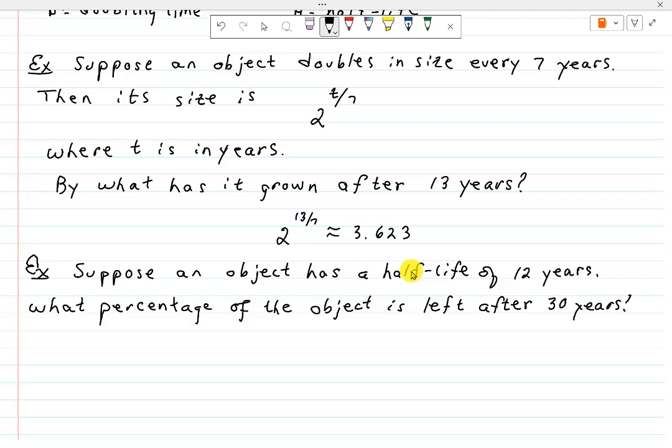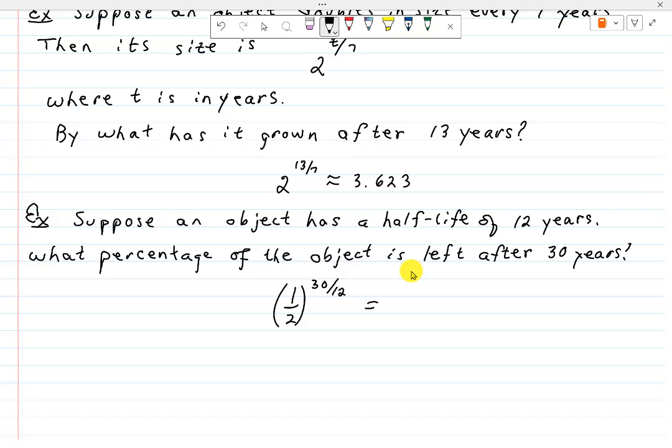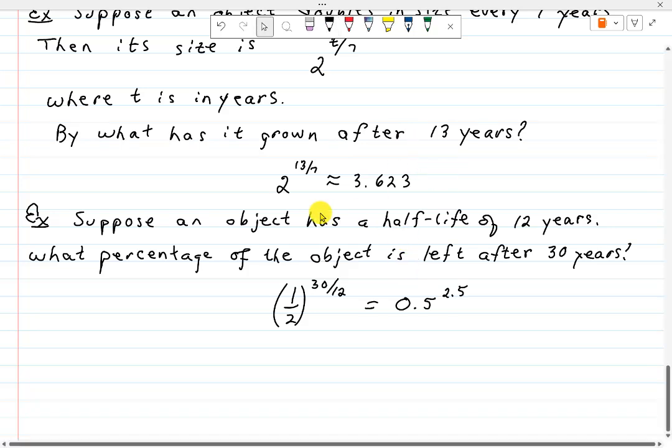So here we just take 1/2, and I'm going to raise that to the 30th over 12. You might find it easier on your calculator to, instead of using the fraction, go to a decimal, and maybe even do the exponent as a decimal as well. I think the exponent is 2.5. So you could do this, although it wouldn't have worked on the previous problem because 7 wouldn't come out as such a nice clean number. But let me go ahead and work this.